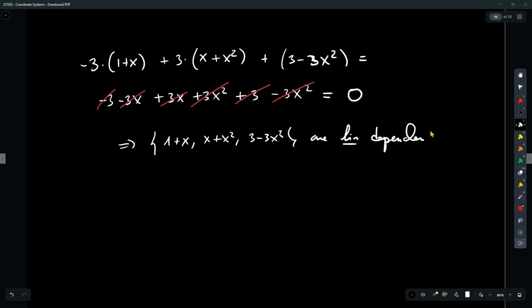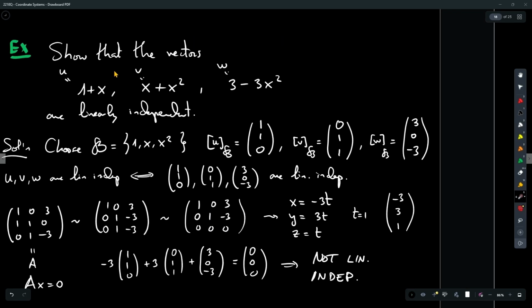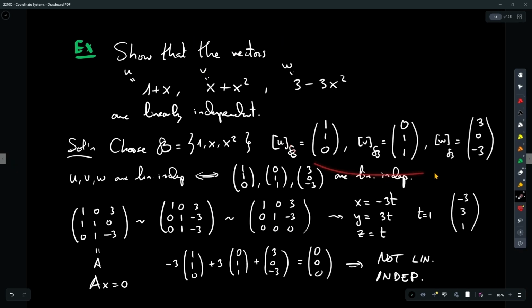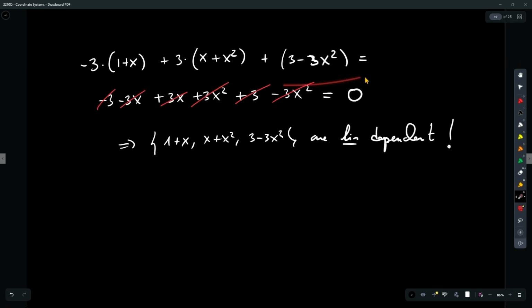Okay, and what we did is, instead of working directly with polynomials, which is a little bit cumbersome, work in coordinates. I just converted to coordinates, and in coordinates worked out that there is a linear dependence just using row reduction, and that linear dependence I can translate back into polynomials just to show that they are in fact dependent.